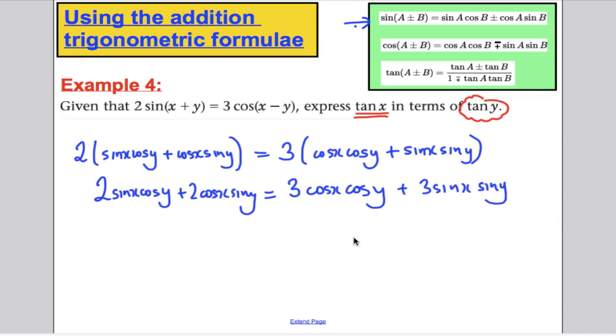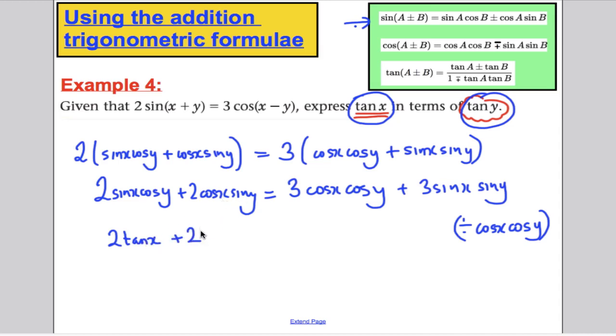Okay, now what could I do? Now I want tan x going on here, and I also want tan y going on. So for example, if I wanted tan x out of this, I could divide by cos x and cos y, and the same thing would work along all of these. If I decided to divide everything by cos x cos y, let's see what you get. This would turn into 2 tan x. This would turn into 2 tan y. This here would just turn into 3, and this here would turn into 3 tan x tan y.